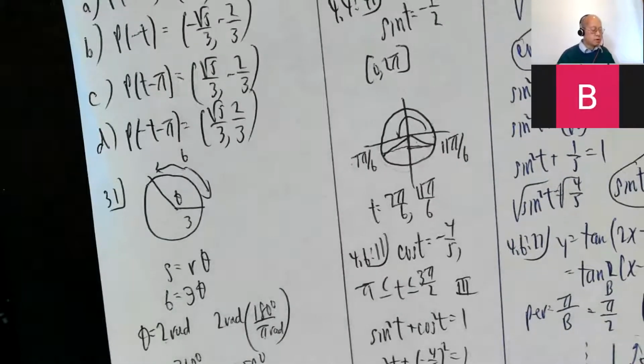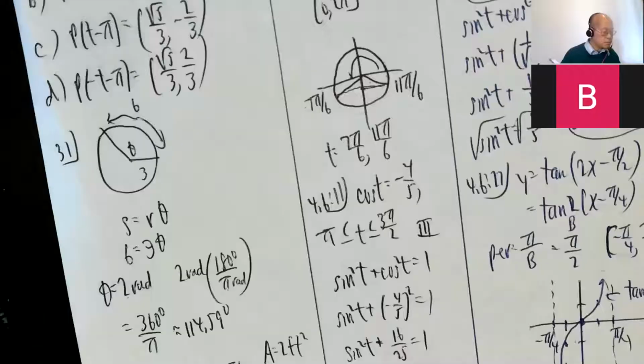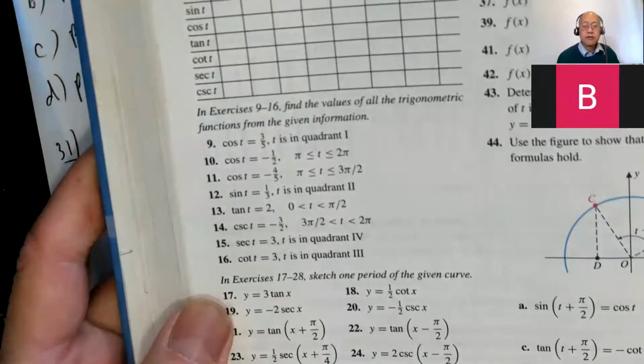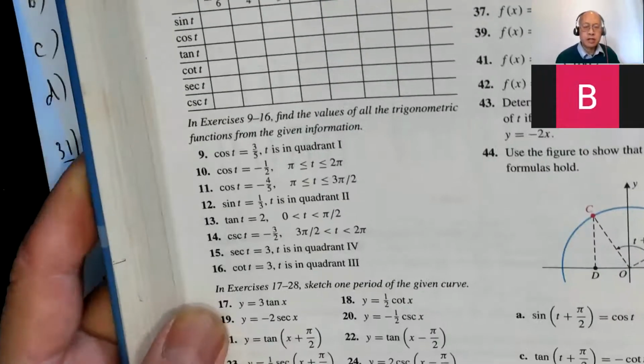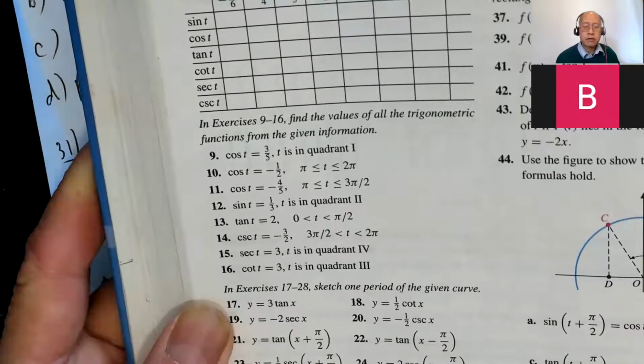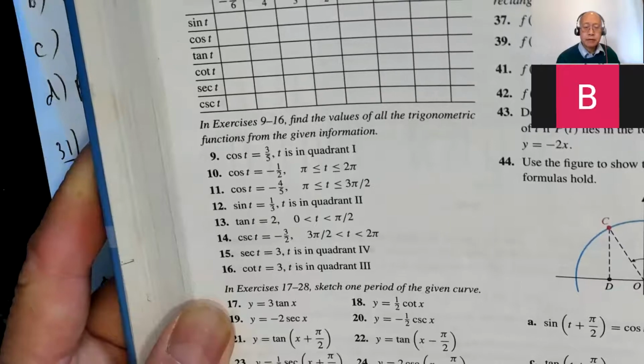Okay, and let's see, 4.6 number 11 was asked for. So doing a lot of review of old stuff. Page 238. Find the values of all the trig functions from the given information. Number 11, cosine of t is negative 4/5. T is between pi and 3 pi over 2. That's in quadrant 3, right, for number 11.